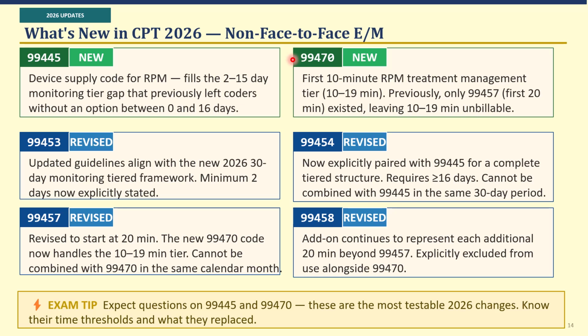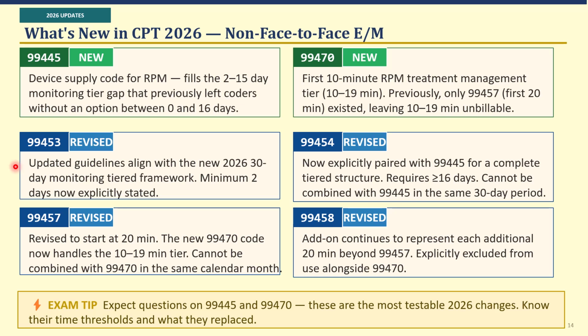99470, again, is a new code introduced in 2026. It is for the first 10 minute RPM treatment management tier. That is 10 to 19 minutes. Previously only 99457, that is the first 20 minutes, existed, leaving 10 to 19 minutes unbillable. And code 99453 is revised, with updated guidelines aligned with the new CPT code.